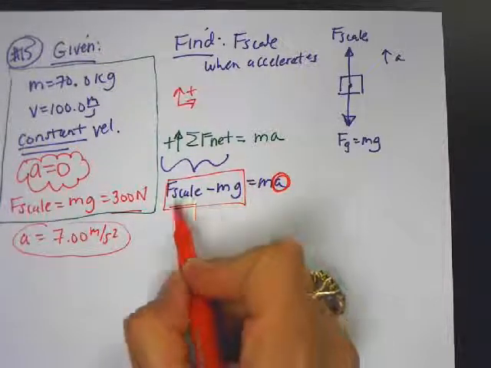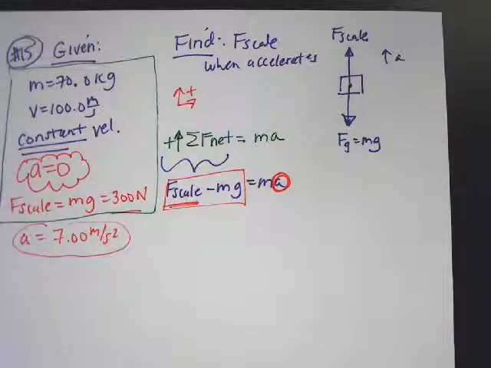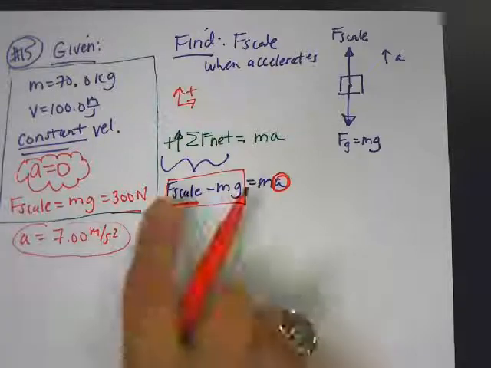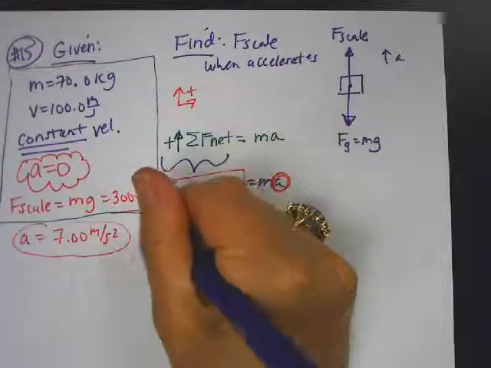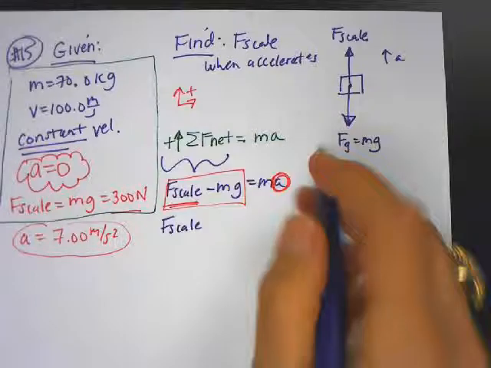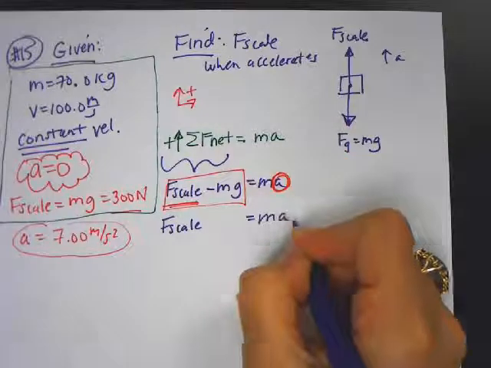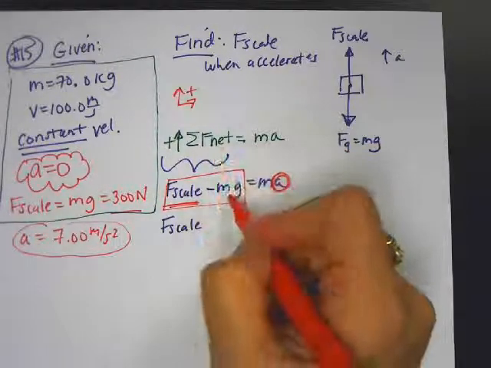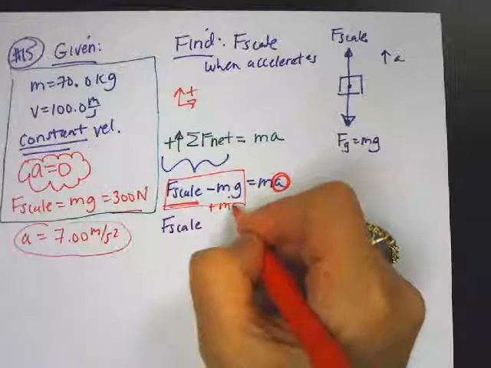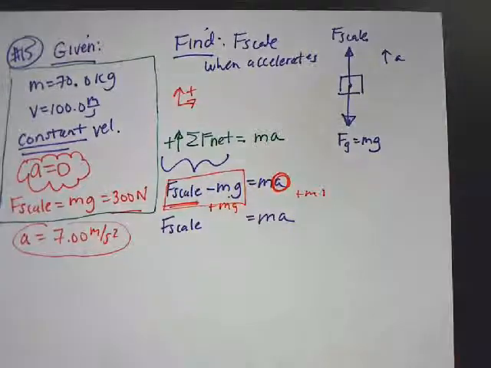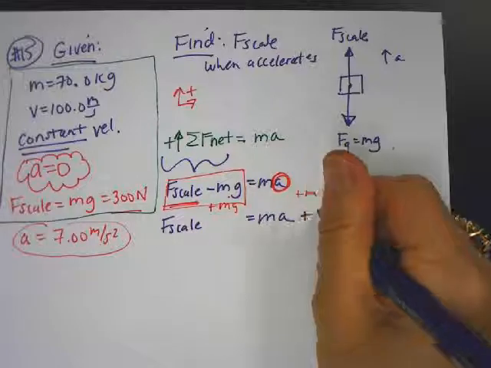Now, since I want to solve for F scale, I'm going to rearrange my equation to solve for the unknown in terms of the known. So I'm going to leave the F scale where it is on the left side of the equal sign. And then I'm going to leave the ma where it is. But I'm going to move this to the other side, so plus mg. So F scale is equal to ma plus mg.